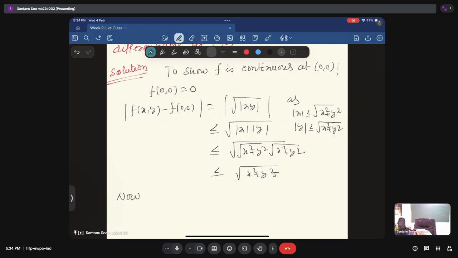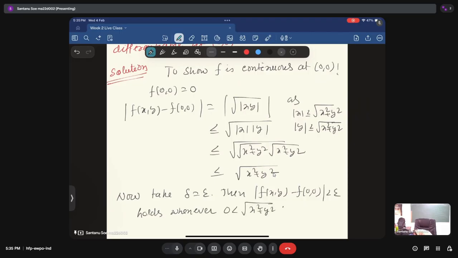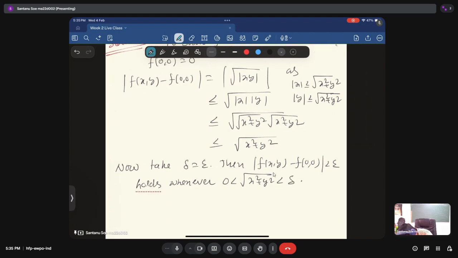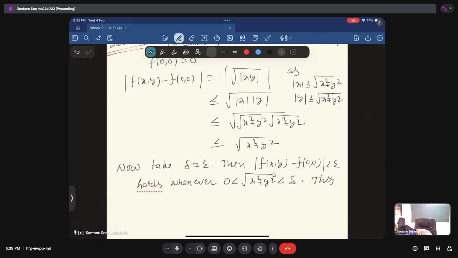So now take delta equals to epsilon, then modulus of f(x,y) minus f(0,0) less than epsilon holds whenever 0 less than square root of x square plus y square less than delta. So this implies that f is continuous at (0,0).